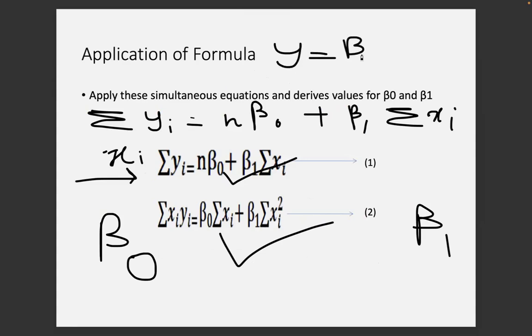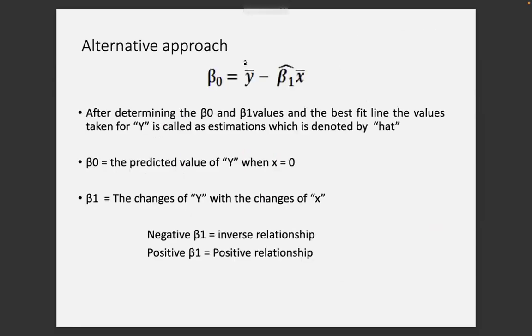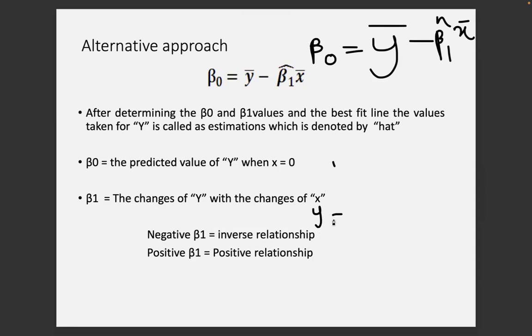equation was y is equal to beta naught plus beta 1 x plus epsilon. So with the alternative approach, we can calculate beta naught, which is equal to y bar minus beta 1 hat x bar. That means earlier what we had was y is equal to beta naught plus beta 1 x. Let's assume we rewrite this for the means.